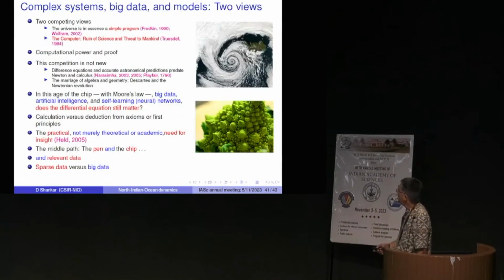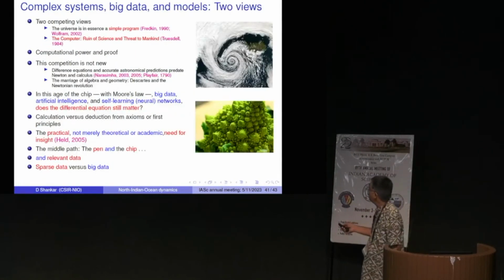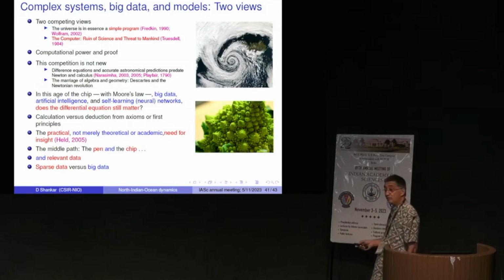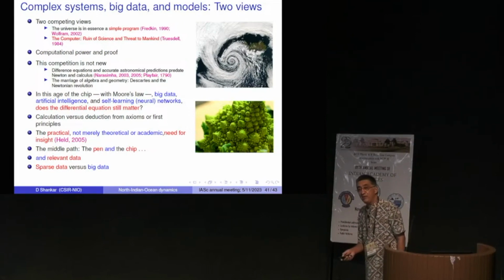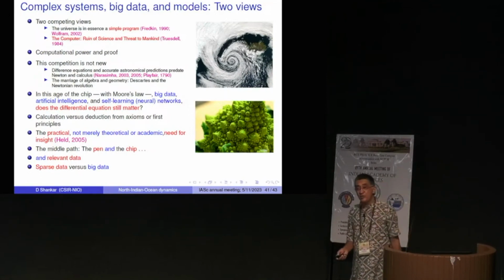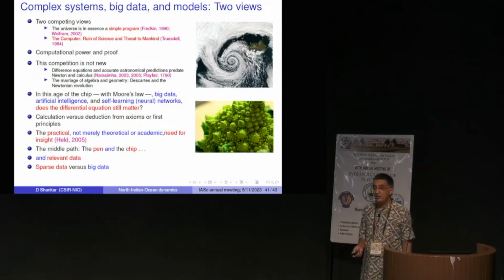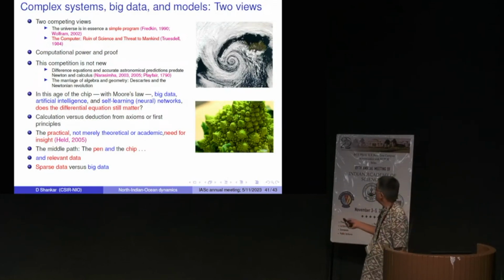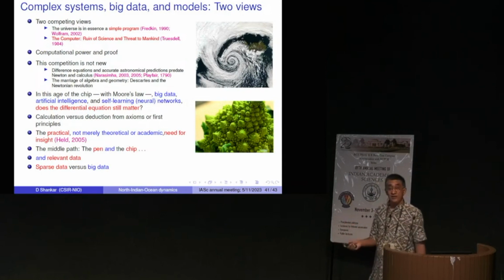So complex systems, you have this buzzword today, big data and models, and there are two competing views. They are very old. One extreme view is due to Fredkin and perhaps best expressed by Stephen Wolfram of Mathematica. The universe is in essence a simple program. A set of algebraic rules, you just start from some initial condition and let it spin off. And you can generate phenomenal patterns. This is not a cyclone, it's a fractal image that looks like that.